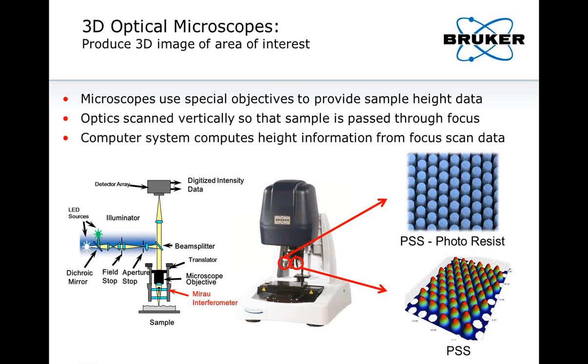The microscopes use special objectives to produce the height of your sample. They scan the optics vertically so that your sample is passed through the actual focal plane, and then the software calculates the height information and plots it accordingly from the focus scan data. And then two typical data sets from the PSS world are shown on the right here. The pre-PSS photoresist is shown on the top, and then the PSS structure is shown on the lower right.